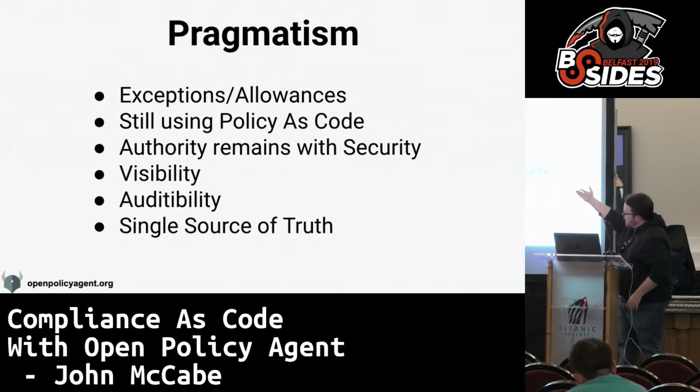And when you do the exceptions, the allowances, you still do it using policy as code. Authority still remains with security. They still are the ones that get to decide what has an allowance, what doesn't have an allowance. You want visibility, you get better visibility of it. You can have it so that, first of all, the single source of truth there is the repository.